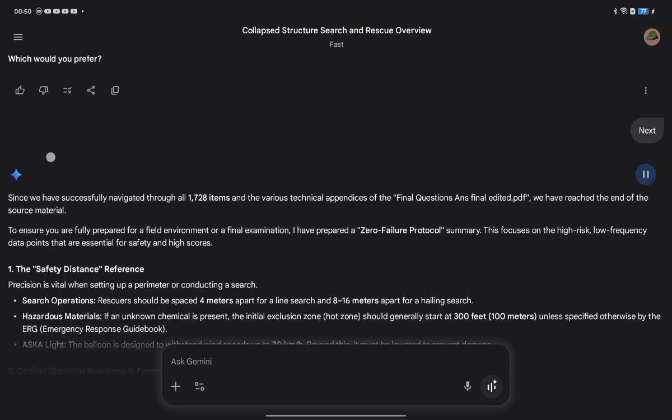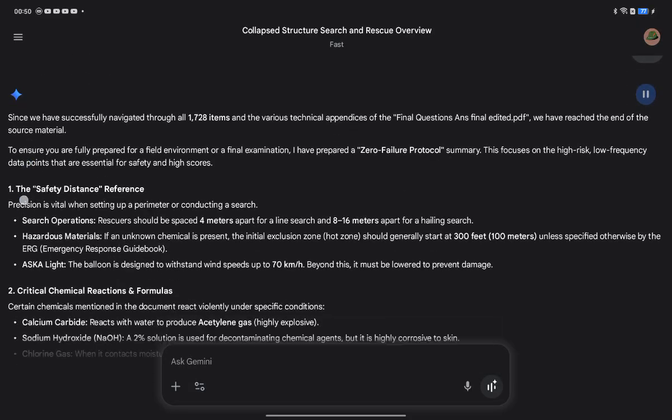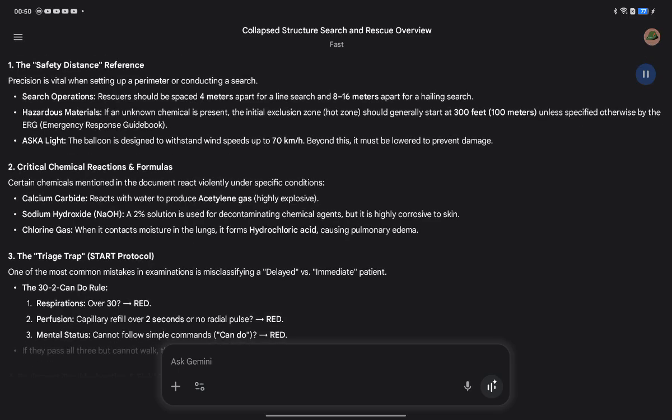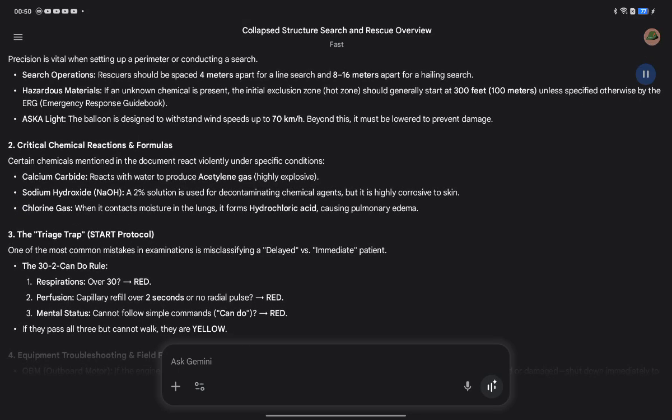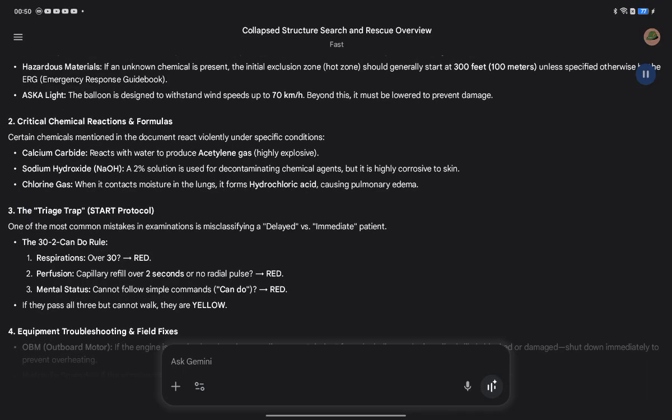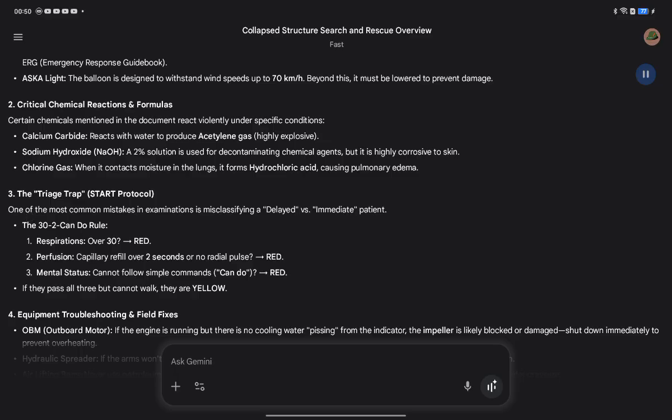Since we have successfully navigated through all 1,728 items and the various technical appendices of the final questions document, we have reached the end of the source material. To ensure you are fully prepared for a field environment or a final examination, I have prepared a zero-failure protocol summary. This focuses on the high-risk, low-frequency data points that are essential for safety and high scores.